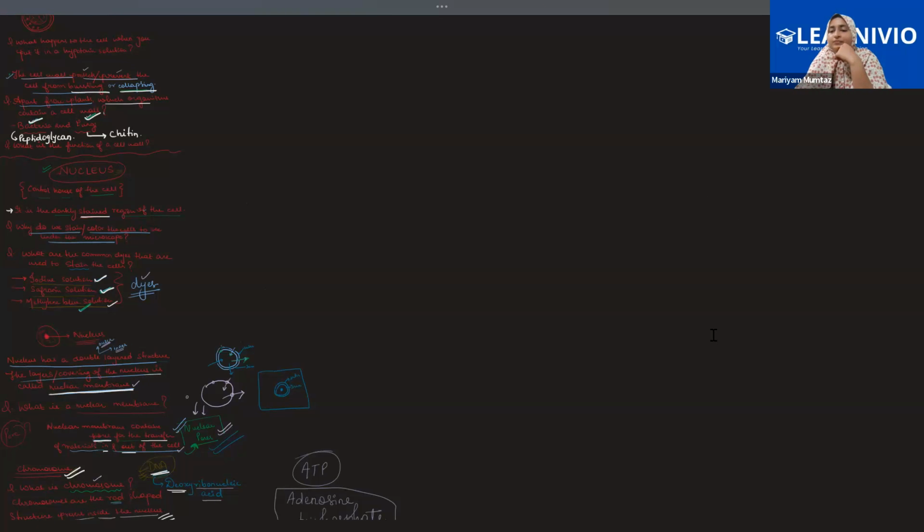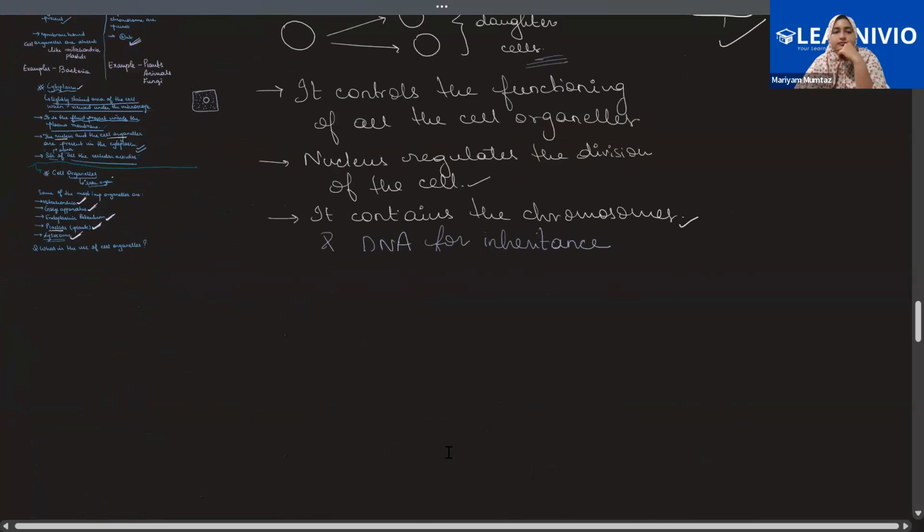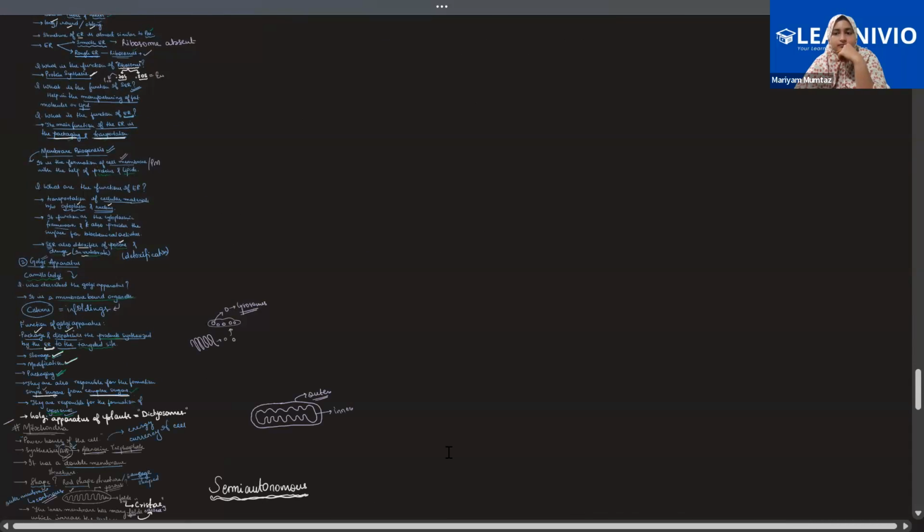Okay, tell me one more thing. The nucleus has two membranes, right? Outer membrane and inner membrane. So the outer membrane has some unique structures present on it. What are they? Is it nuclear pores? Correct. Nuclear pore. And what is the function of nuclear pore? So materials can move in and out of the nucleus to the cytoplasm.